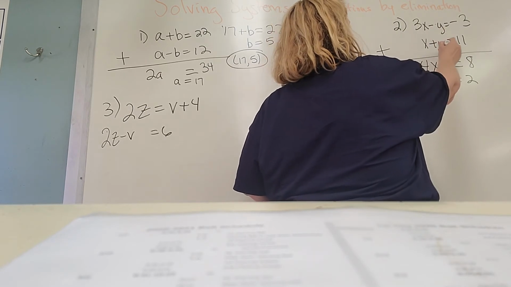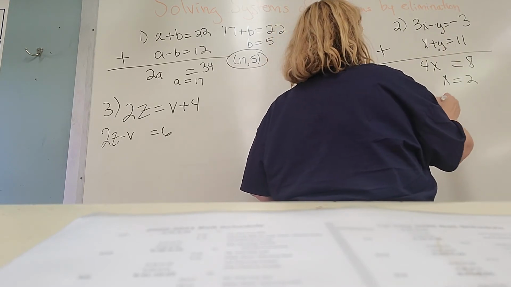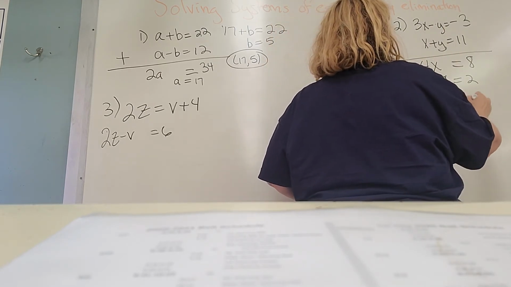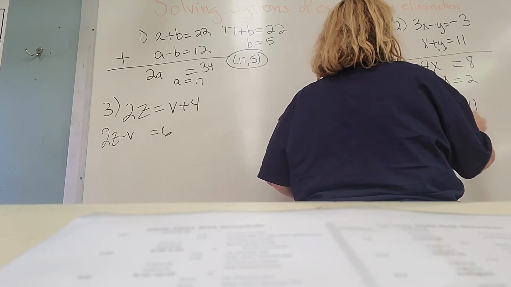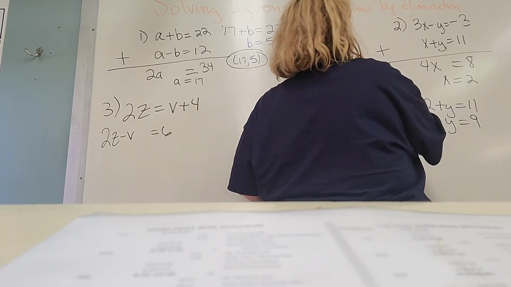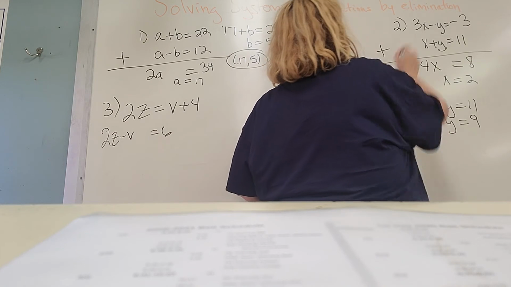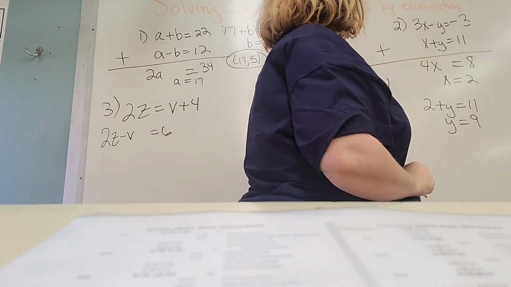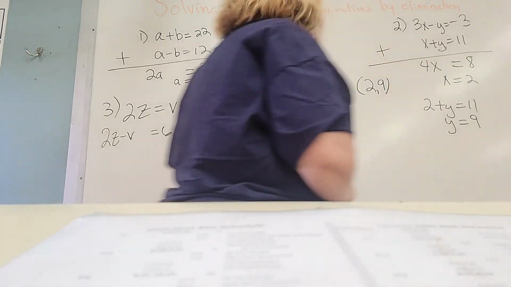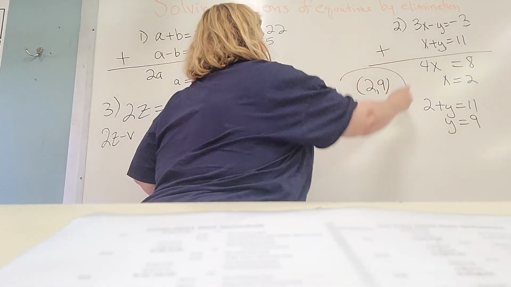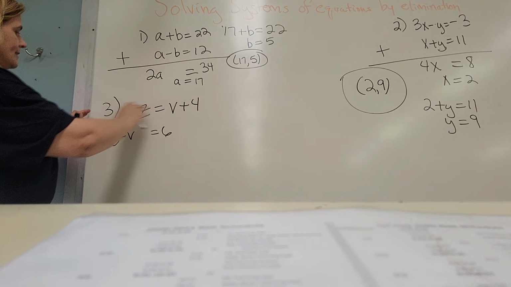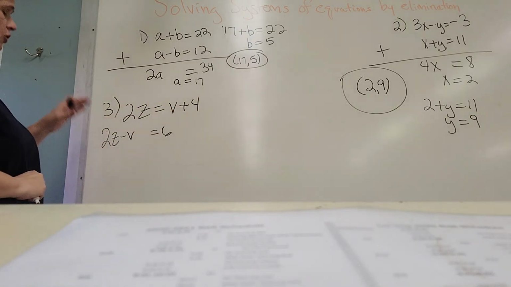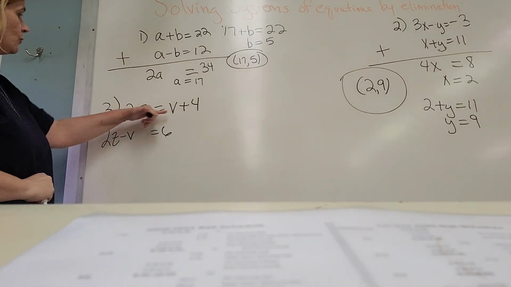Going back to one of the originals, I'm going to use the bottom one this time, putting in 2 for x. Subtract 2 from both sides and y equals 9. So 2 comma 9. That would be 6 minus 9 is negative 3, and 2 plus 9 is 11. So that works.